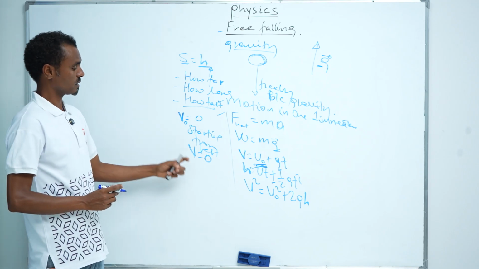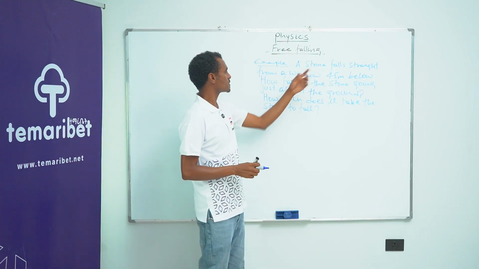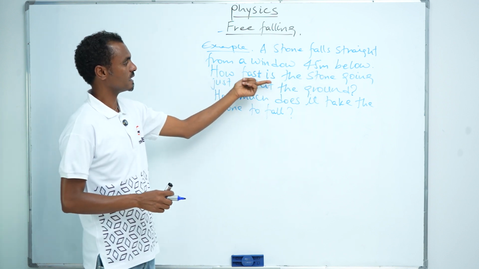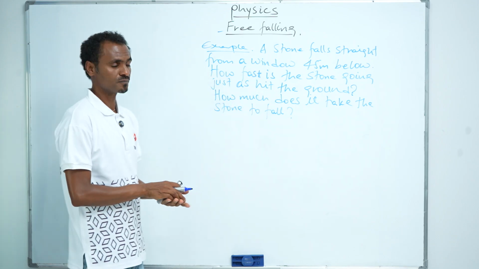We have to know these well. Let's go through our example part. A stone falls straight from a window 45 meters below. How fast is the stone going just as it hits the ground?